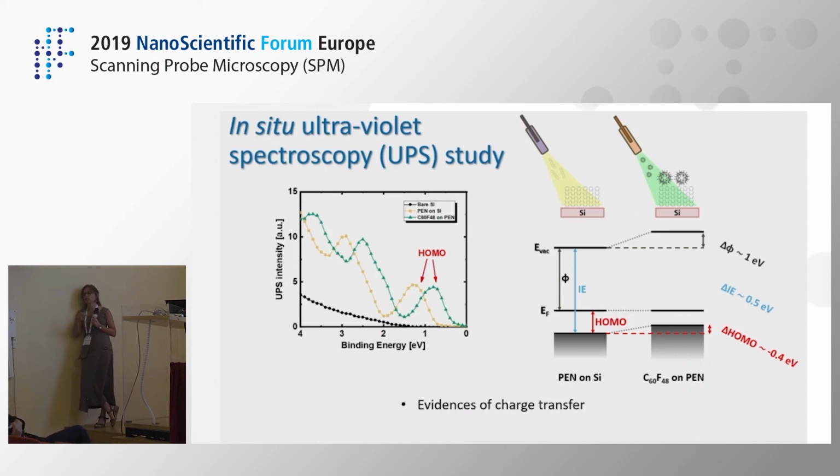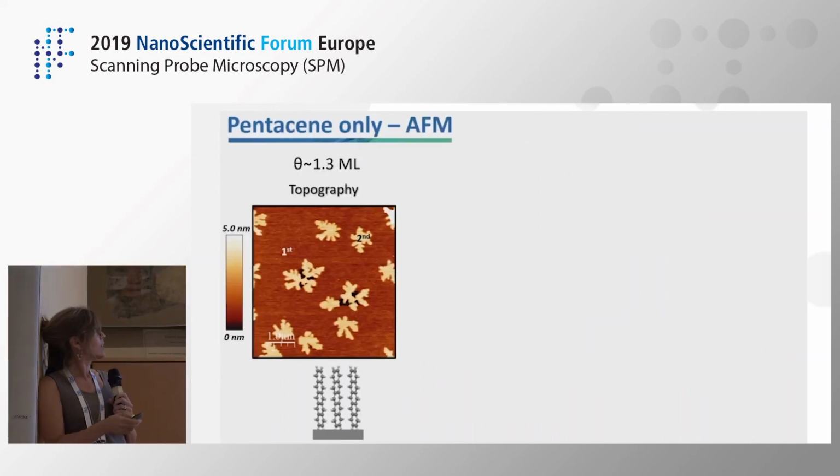So this is why we are using Kelvin-probe force microscopy to examine the work function at the nanoscale level and to investigate the effect of the dopant in the first stages of the growth. This is the topography of the pentacene for a coverage of 1.3 monolayers. This is the first layer completely covered, and these dendritic islands correspond to the growth of the second layer.